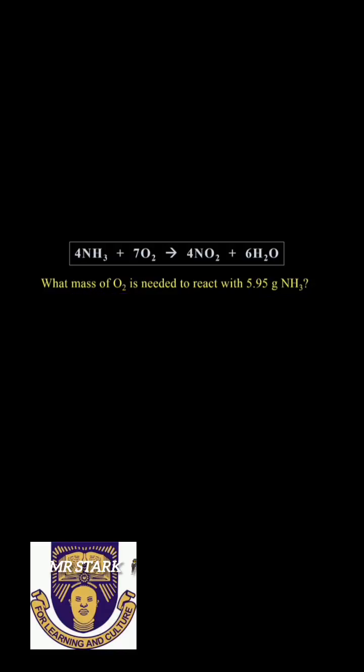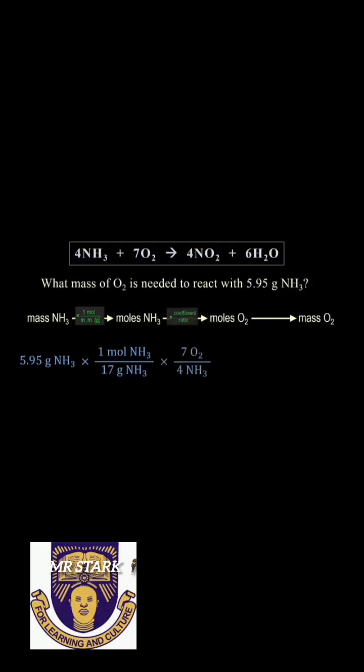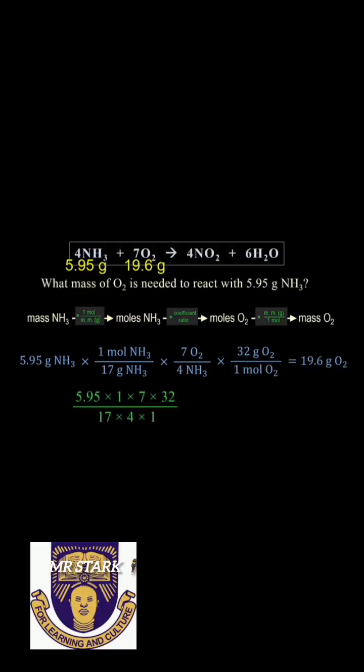Let's draw a map to guide our chain of equations. Mass of NH3 to moles of NH3 to moles of oxygen to mass of oxygen. We have the coefficients from the equation and the molar masses from the periodic table. Starting with 5.95 grams of NH3, convert to moles of NH3, then to moles of oxygen with the 7:4 coefficient ratio, and then to mass of oxygen using the molar mass of oxygen. Make sure everything cancels out so that we are left with mass of oxygen, which comes out to 19.6 grams. The calculation is multiplying the numbers on top, dividing by the numbers on bottom.